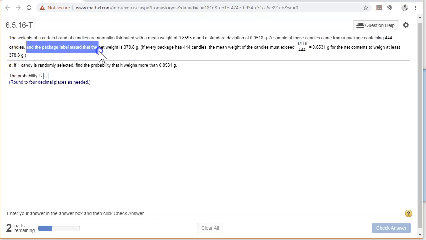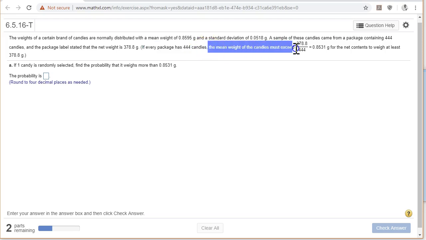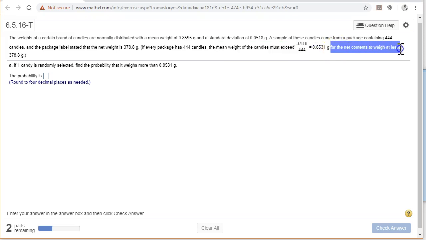The package label stated that the net weight is 378.8 grams. If every package had 444 candies, the mean weight of the candies must exceed the label weight, 378.8 divided by the number of candies, 444, so each candy should be about 0.8531.